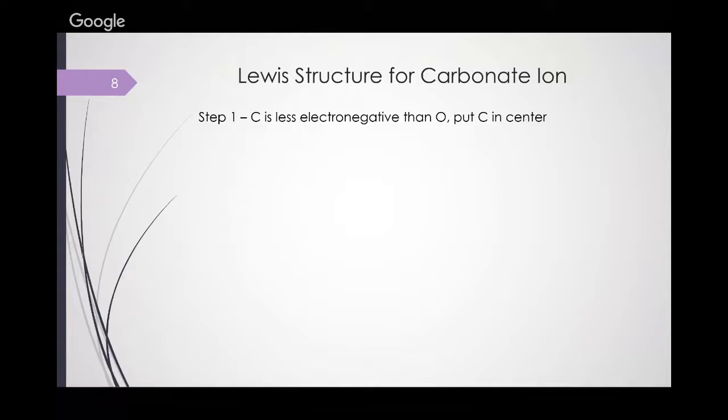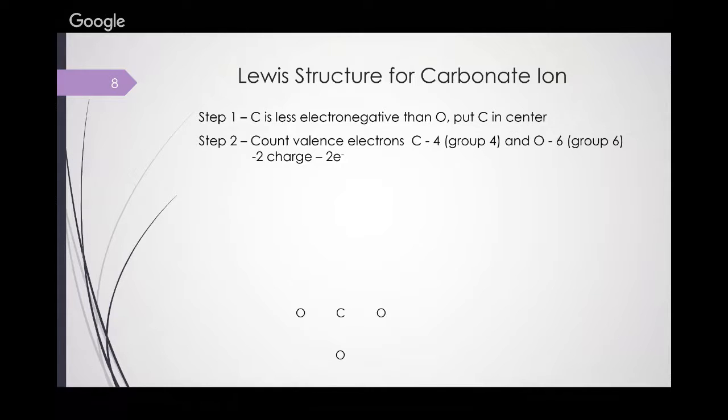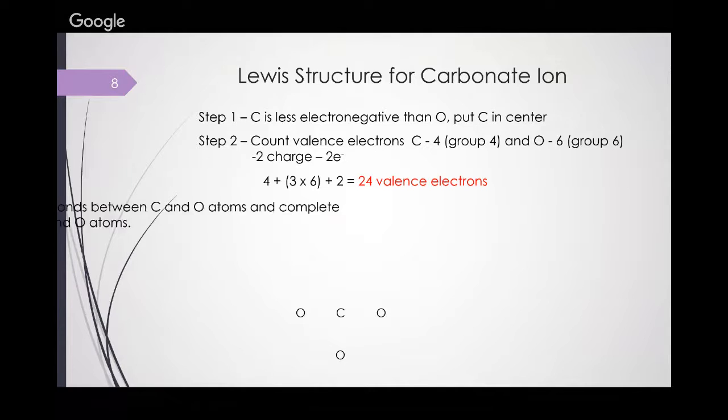So how about for the carbonate ion? Carbon is less electronegative than oxygen, so we put it in the center. Carbonate is CO3 with a -2 charge. Carbon is group 4, so 4 valence electrons. Oxygen is group 6, so 6 valence electrons. We multiply by 3, and then a -2 charge means we add in an extra 2 electrons. So this structure has to have 24 valence electrons.